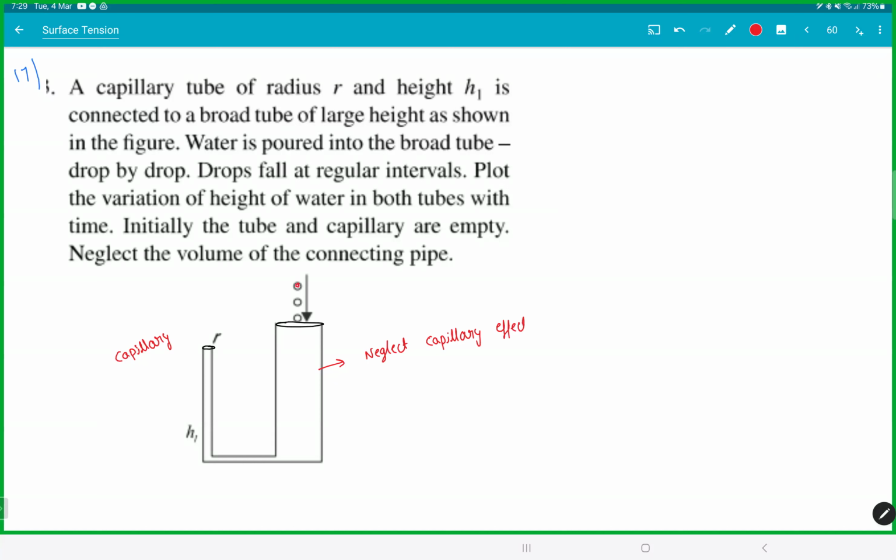What it is saying is they're putting the liquid in drop by drop. Initially it is empty, you're putting drop, drop, drop. So then what will happen? The liquid will rise here, and the liquid will be something like this. So this height will be H2 and this height will be H1. Both the heights will not be the same. Plot H1 and H2 versus time. On the right side, you can ignore the capillary effect, but on the left side, capillary action does dominate. So plot height: how will the heights change with respect to time?